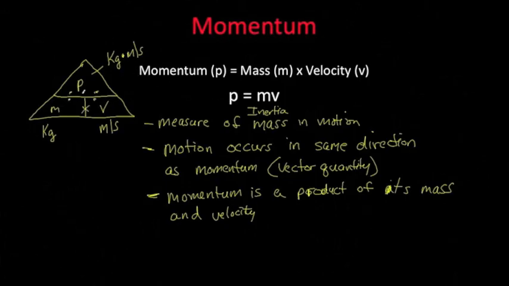If somebody gives you the momentum and the mass, you can calculate velocity. If the problem gives you momentum and velocity, you can calculate mass. And in order to calculate momentum, we need the mass and the velocity of the object in motion.